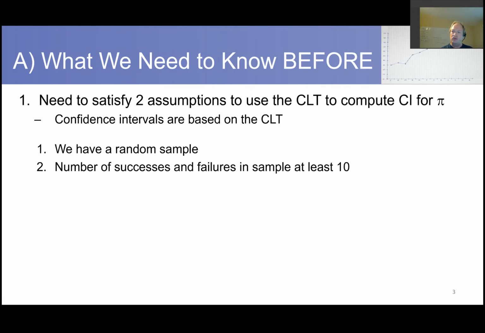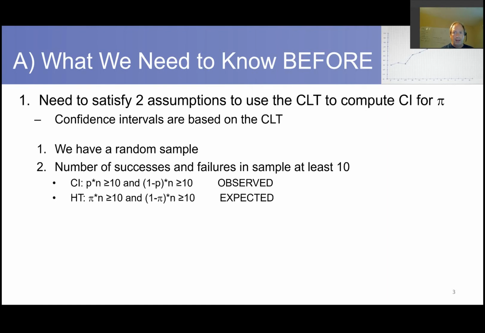And so just to make sure that that difference is clear, notice that for the confidence interval, I'm taking the sample proportion times the sample size for the number of successes in my sample. So this is the observed number of successes and failures in my sample. For the hypothesis test, however, I'm looking at the expected number of successes in a sample of size n. And so here I'm taking the population percentage times the sample size instead of the sample percentage.